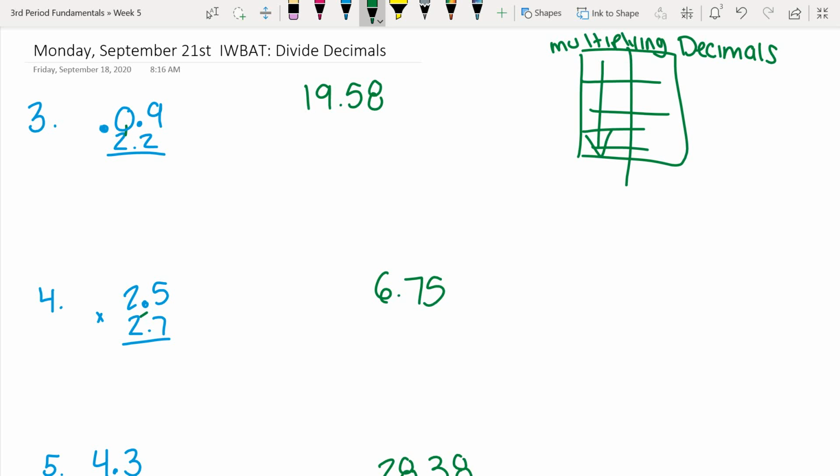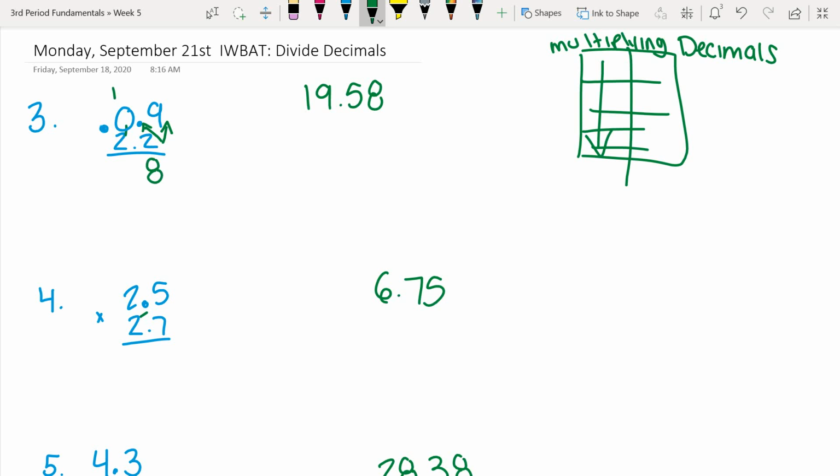On question 3, we have 0.9 times 2.2. When we're multiplying with decimals, for now we just pretend like our decimal is not there, and we just multiply these 2-digit numbers like we normally would. Meaning we start in the very bottom right corner. We multiply straight up, then diagonal. So I'm going to go 2 times 9. Remember, you have your multiplication chart as a good reference. 2 times 9 is 18, so I put my 8 down, carry my 1.